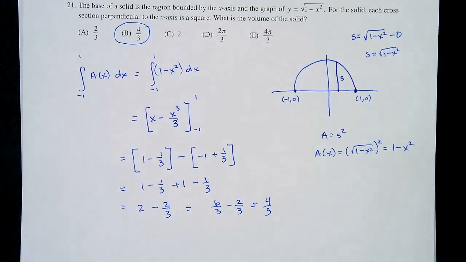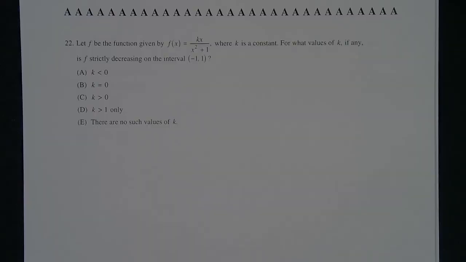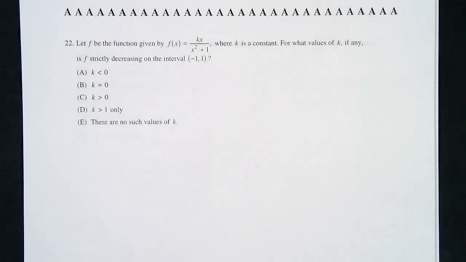All right, go to the next problem. So for this question 22, they're going to let f be the function given by f(x) equals kx over x squared plus 1. K is going to be a constant. And then for what values of k, if any, is f strictly decreasing on the interval -1 to 1?